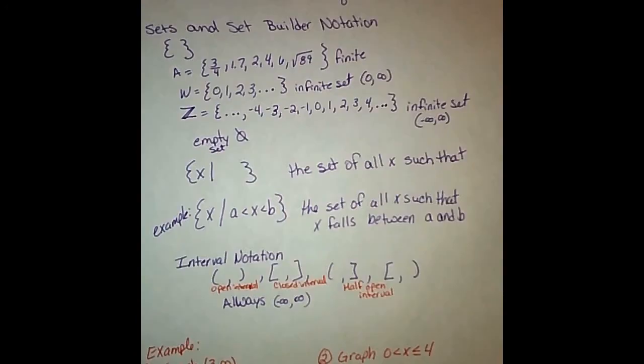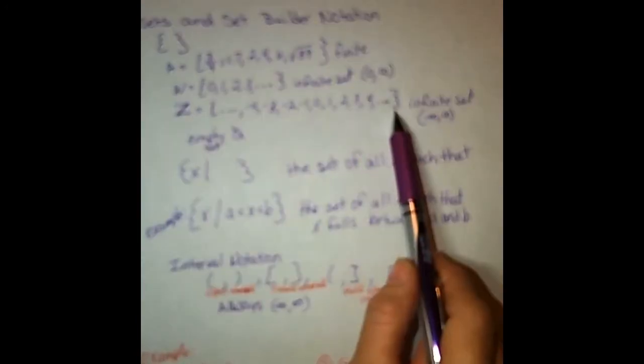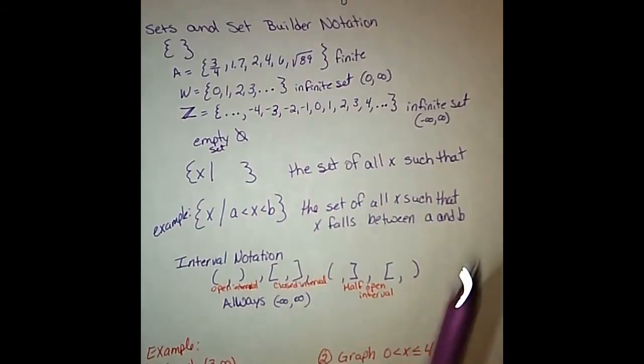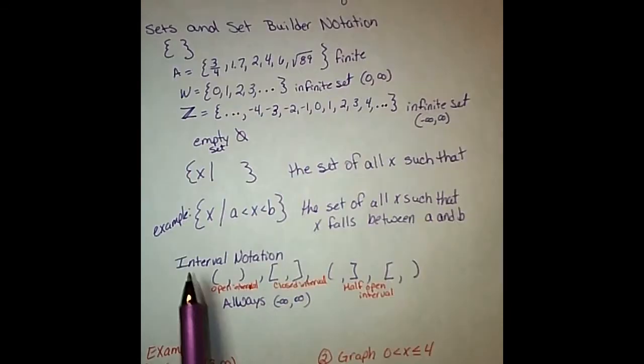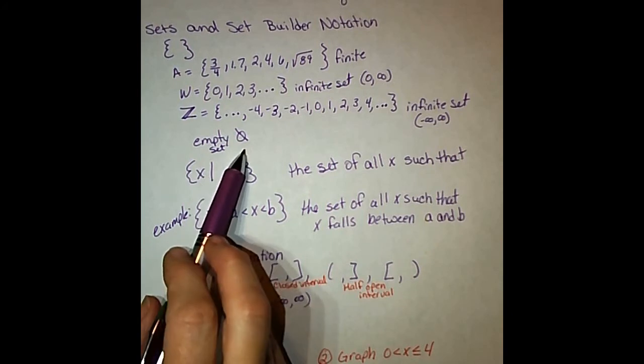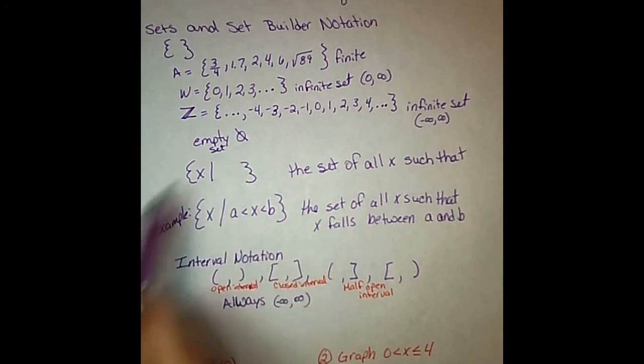This set of Z, though, says dot, dot, dot, all the negative values all the way through 0. And then it also has 0 and then through all the positive values. And then it says dot, dot, dot. So this is the infinite set, right? Because it's going off to negative infinity and positive infinity. It's including all numbers on the number line. So if the set is empty, this is the notation that you will see. It's called an empty set.